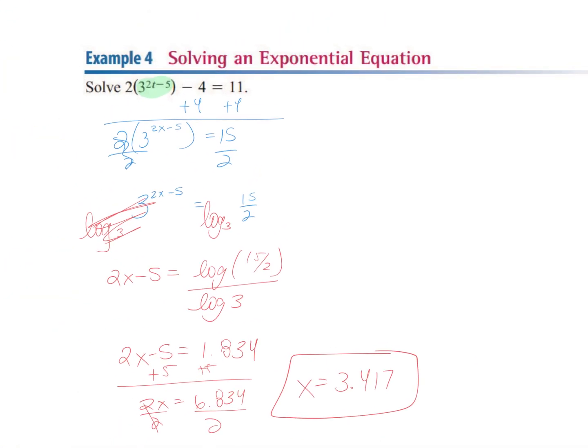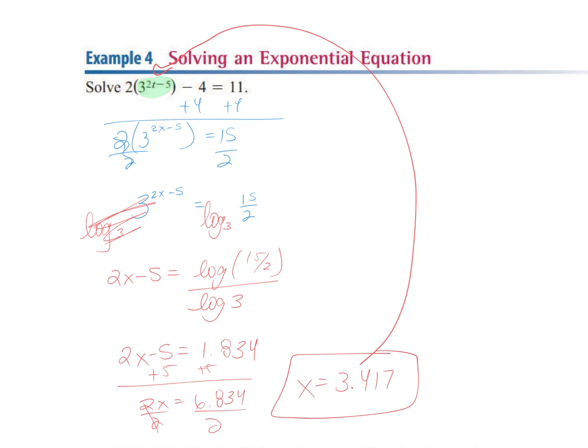And what can I do with this answer? I'm going to go right up here and plug it right back in. Take 2 seconds and practice doing that. So you have 2, parenthesis 3, and then you raise it to the 2 times 3.417 minus 5 power.